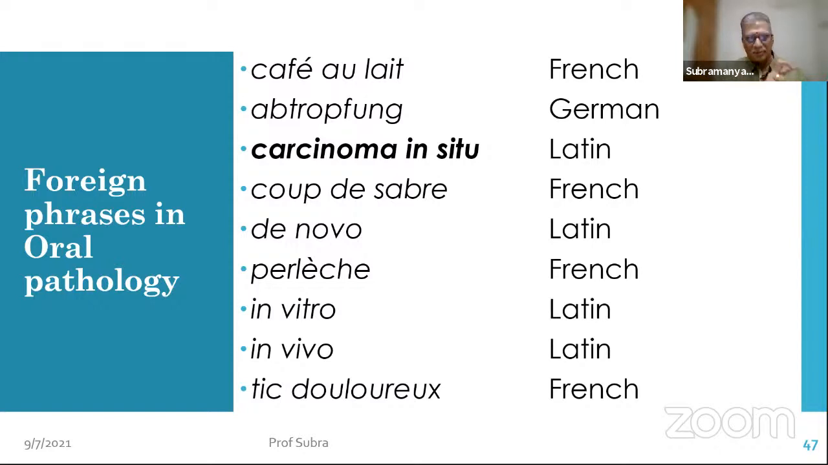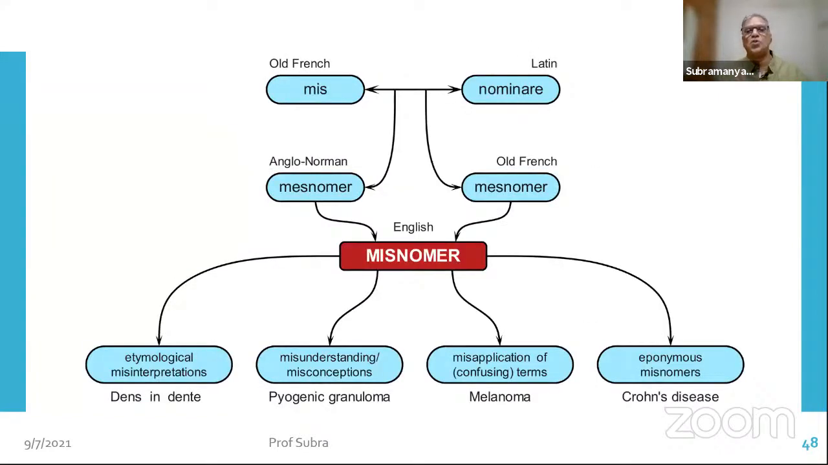And that takes us to what are called misnomers. The next part of our presentation is going to be about misnomers. The term misnomer, here again, is a combination of two roots from two different languages, mis and nomine. Mis means something which is not correct, and nomine means name. That resulted in the word misnomer in old French or old Norman and the English word misnomer. So misnomer means a wrong application of terms.